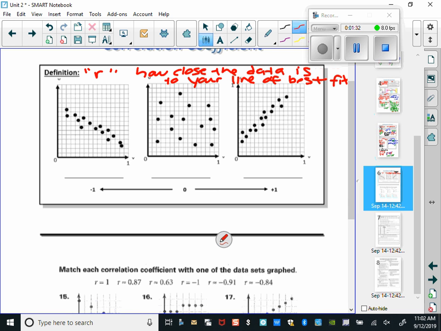So your R value, the correlation coefficient, if it's negative, then that represents a negative slope, a negative correlation. Positive represents positive slope, positive correlation. So the closer you are to -1 and 1, the better your data represents that line of best fit. So remember, you always want to be close to -1 or 1 with your R value.